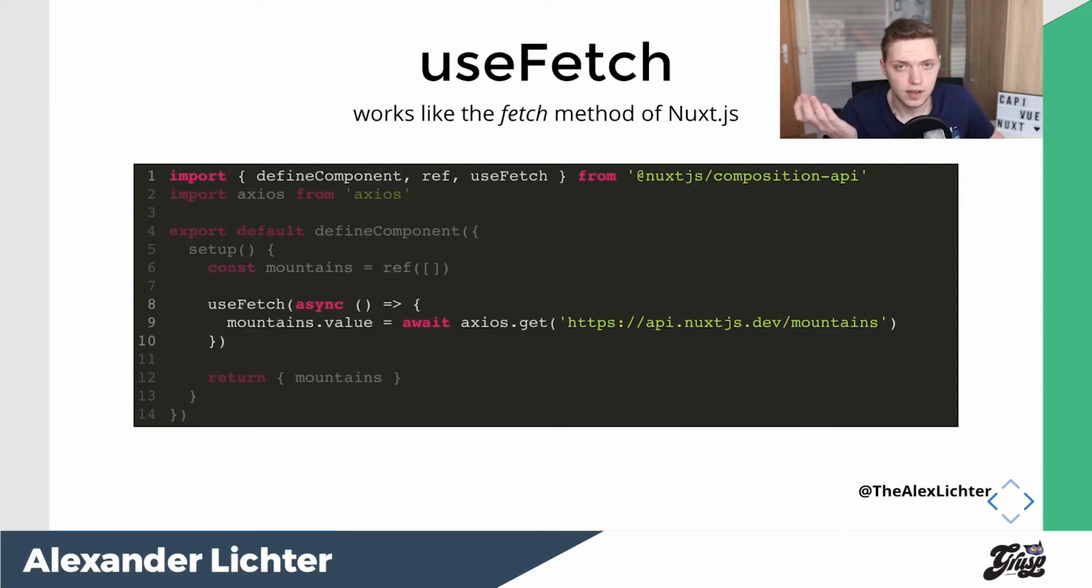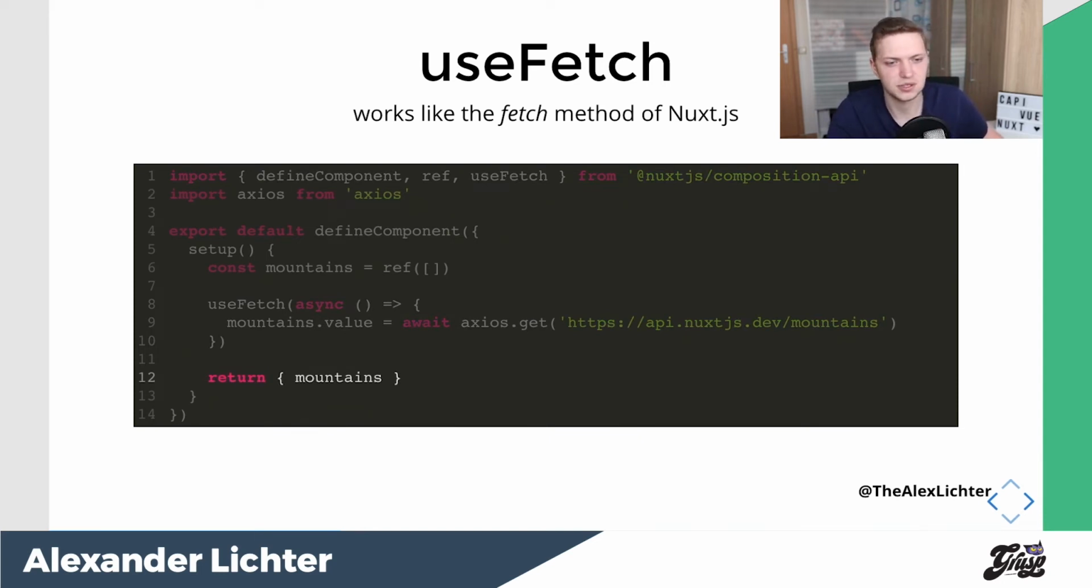And now in useFetch, what are we doing? We have again an async function. This might look a bit similar to the last slide where you also had an async fetch function. Instead of setting this.mountains to the result of the Axios call, we set mountains.value because it's a reactive reference. In the Composition API, we don't have any this anymore. So this is it. And then we return mountains, of course, to use it in the template. And that's the whole trick. It looks quite similar, also works quite similar, but now inside the setup function.